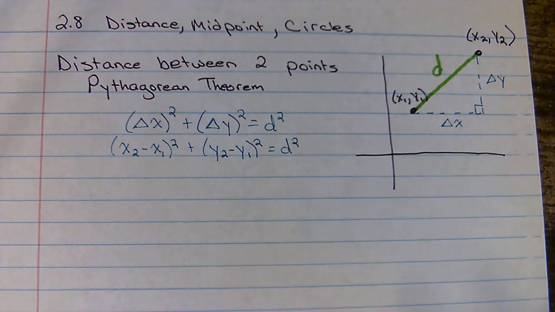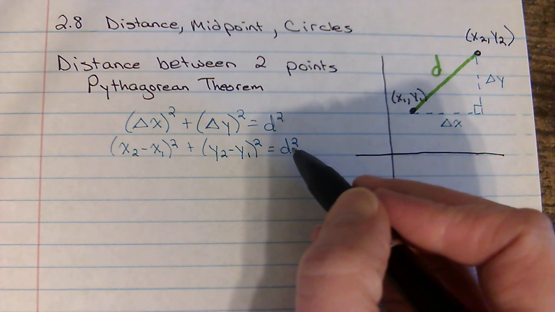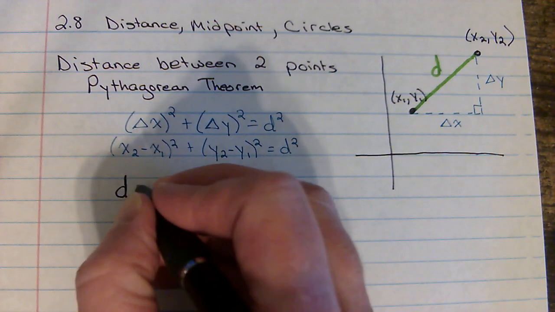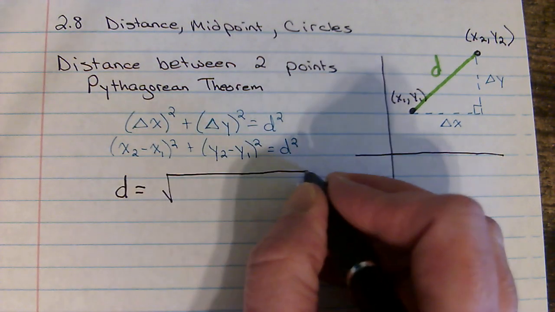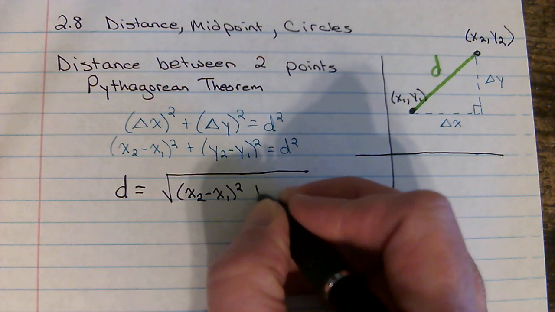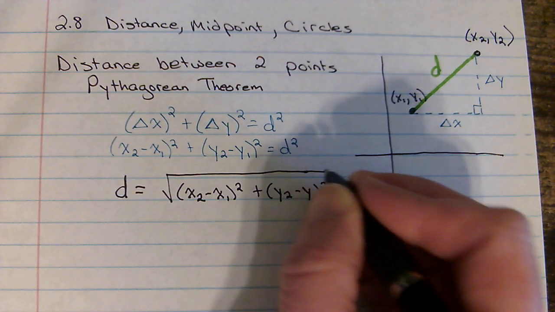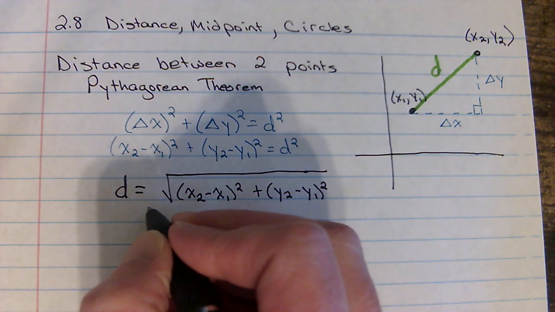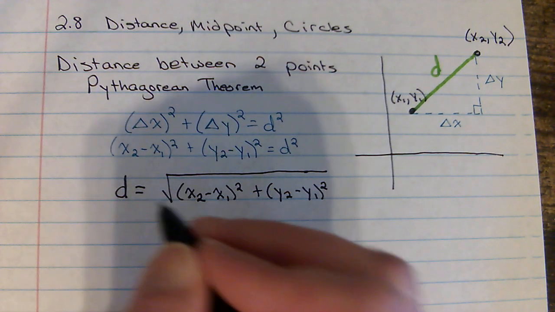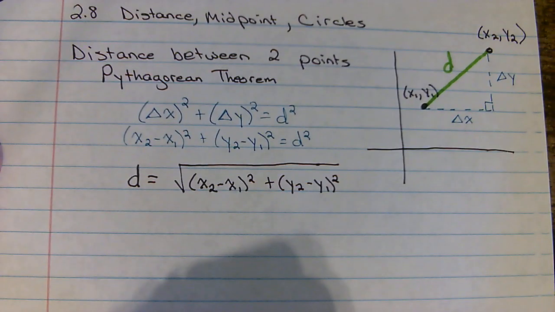The only difference from what you see on formula charts is that to get D by itself, we'd have to take the square root. So that would be the square root of x2 minus x1 squared plus y2 minus y1 squared. Now, technically, we should have a plus or minus, but in the distance formula, they don't put that there because they always want the positive square root because we're talking about distance.